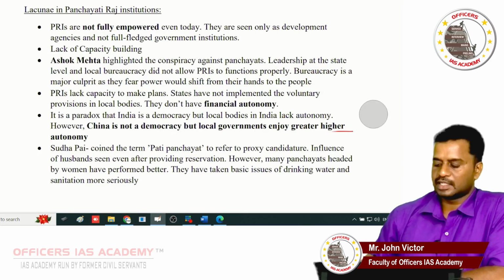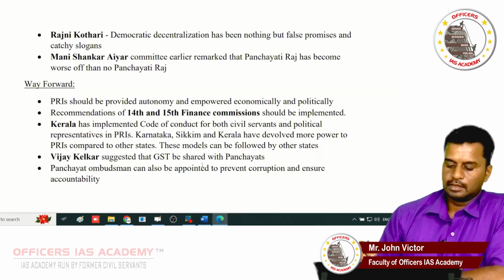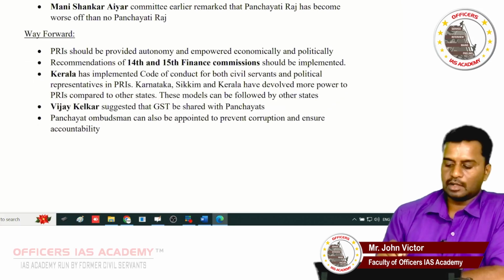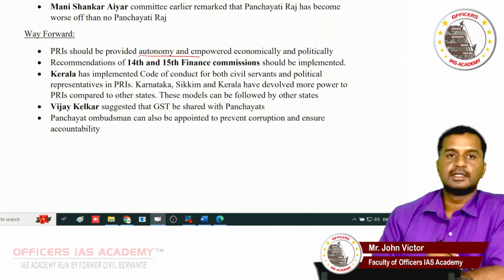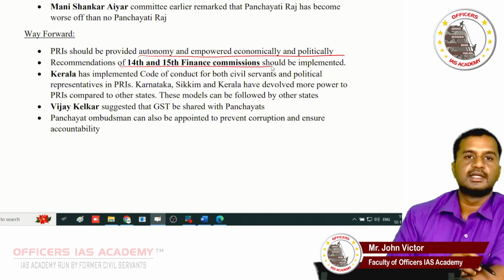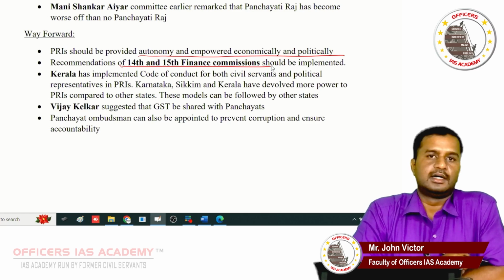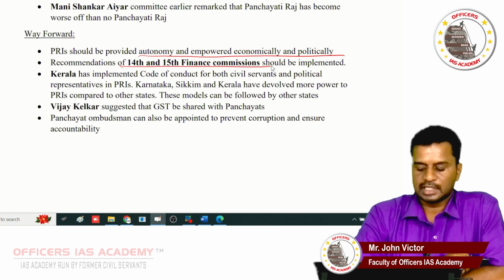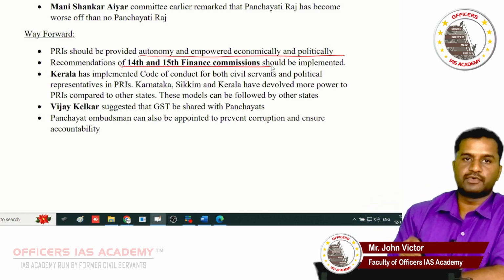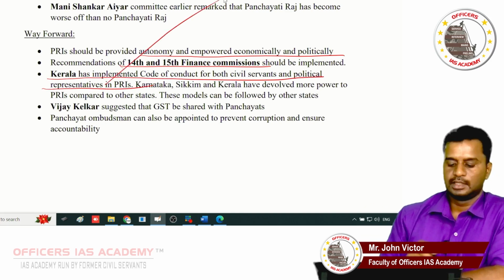You can conclude the answer by giving the way forward. PRIs should be given autonomy. They should be empowered politically and economically. We should implement the recommendations of the 14th and 15th Finance Commissions. Kerala is the role model as far as the Panchayati Raj system is concerned. It has implemented a code of conduct for both civil servants and political representatives. This can be taken as a role model.